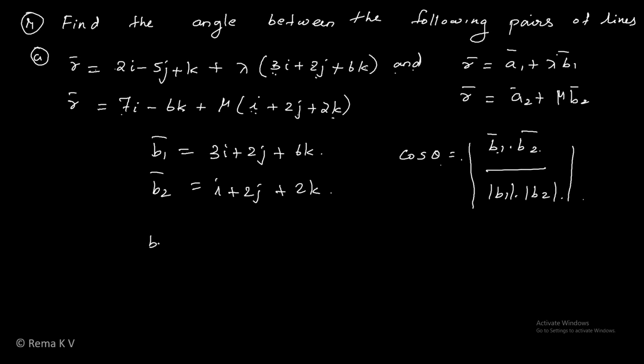So let us find b1 dot b2 here. When the vectors are given in component form, how can you find the dot product? It is multiplying the corresponding scalar components. So it is 3 into 1 plus 2 into 2 plus 6 into 2. So this equals 3 plus 4 plus 12, which is 19.